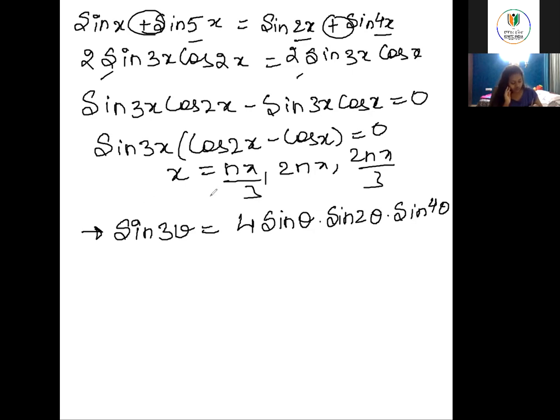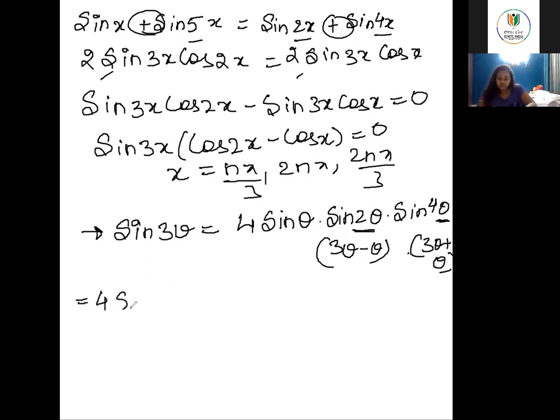So what you can do here is you can write 2 theta as 3 theta minus theta and write 4 theta as 3 theta plus theta and expand these. So if you expand these, then what is the answer that you get? You get 4 sine theta (sine square 3 theta minus sine square theta).